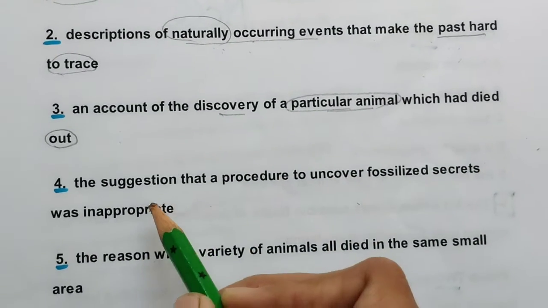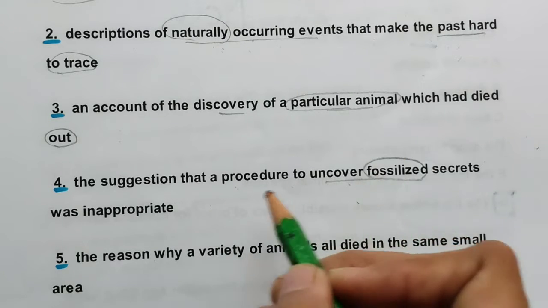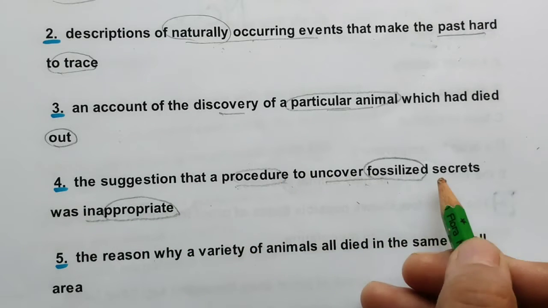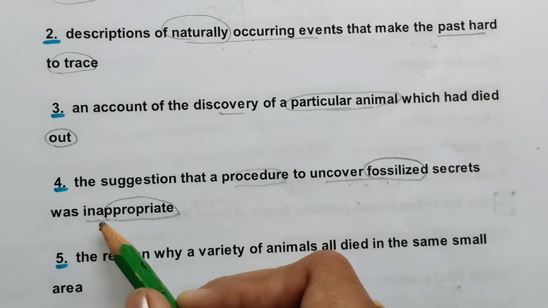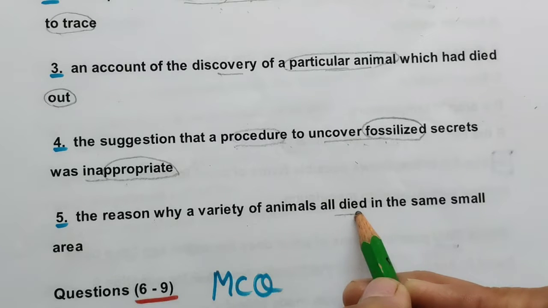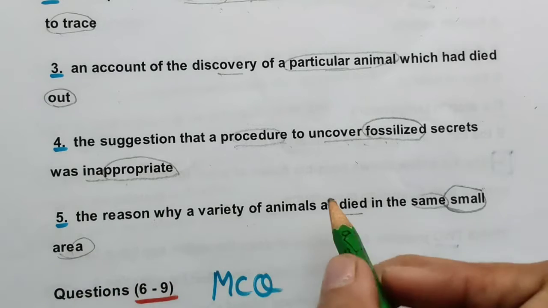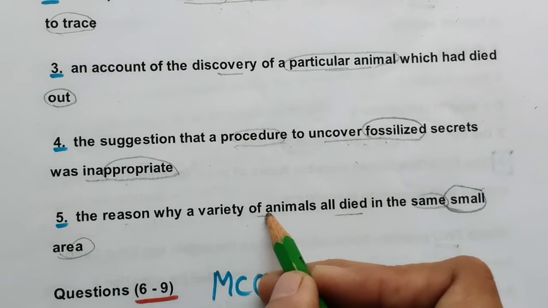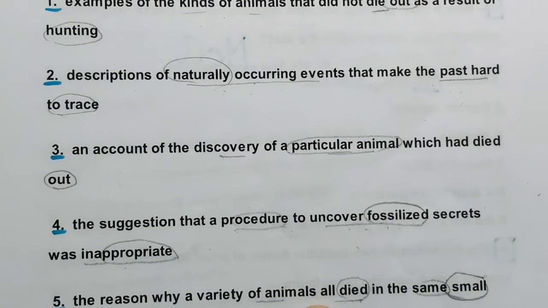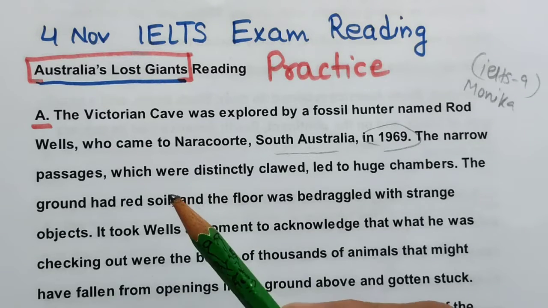The fourth, a procedure to uncover fossilized secrets that was inappropriate. And the reason why a variety of animals all died in the same small area. Same small area is important, and the reason why a variety of animals all died. Okay, now we have read. Now coming to paragraph A. I will make this video in parts, so you can just watch, because I am going to explain everything.